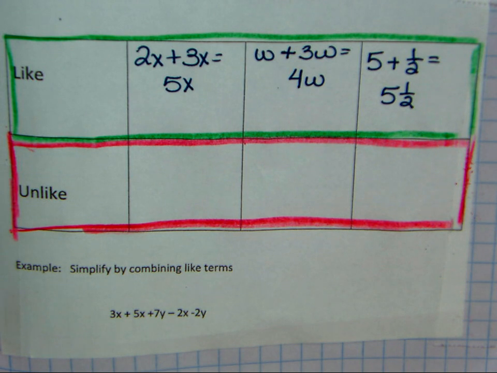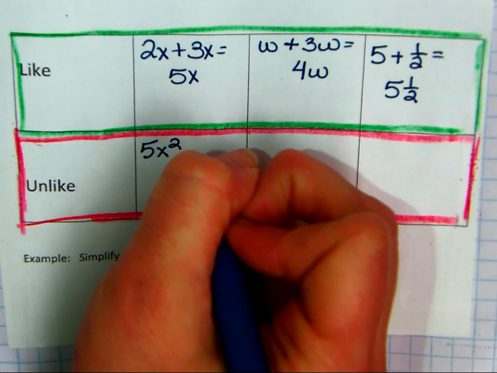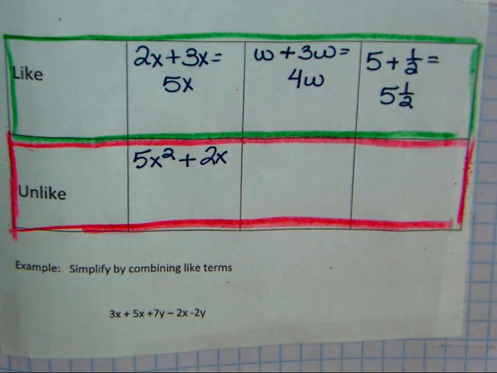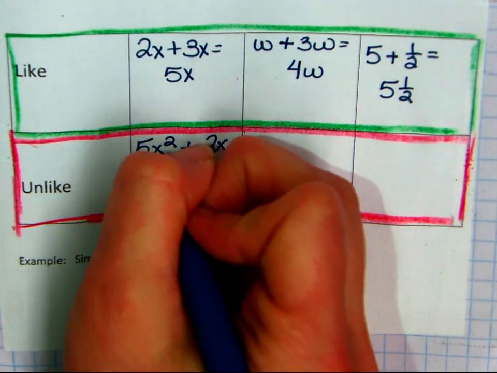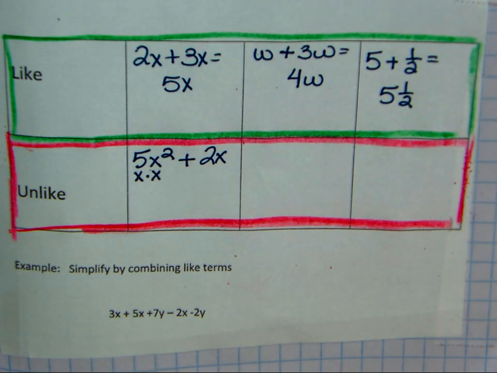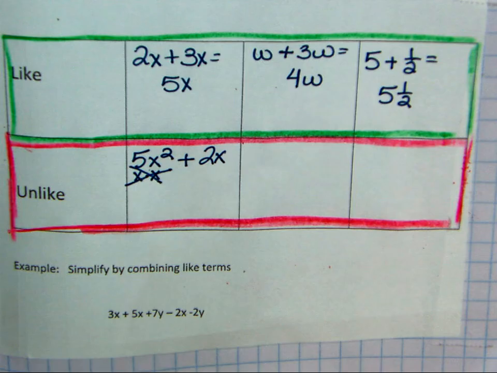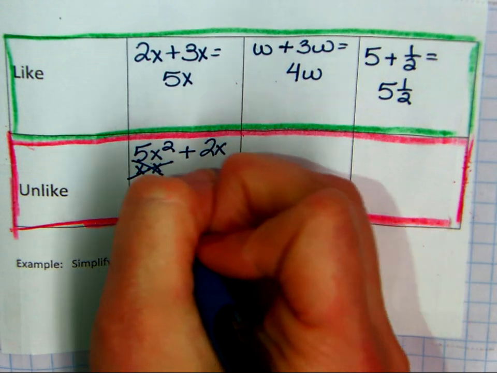Now, we also have unlike terms and where we have to stop. An example here would be if I were to have 5x squared plus 2x. Now, we might be confused here and think, oh, I can combine those because there's both x's. However, this one with the exponent is actually representing x times x. So it would be 5x times 5x, which is not the same as the x that we have. So we cannot combine them because there is an exponent. An exponent with a variable is different than a variable by itself.